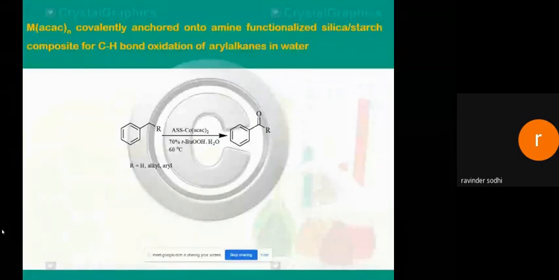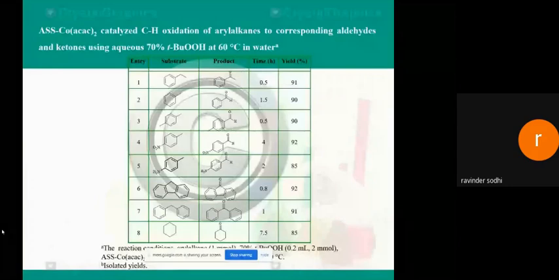Different oxidants were used, like oxygen, air, and hydrogen peroxide, but TBHP turned out to be the best oxidant for the reaction. The reaction was carried out under aqueous medium, that is, using water as a solvent at 60 degrees. These are the results of C-H oxidation, where different aryl alkanes were subjected to oxidation to aldehydes and ketones. The results are summarized in the table.